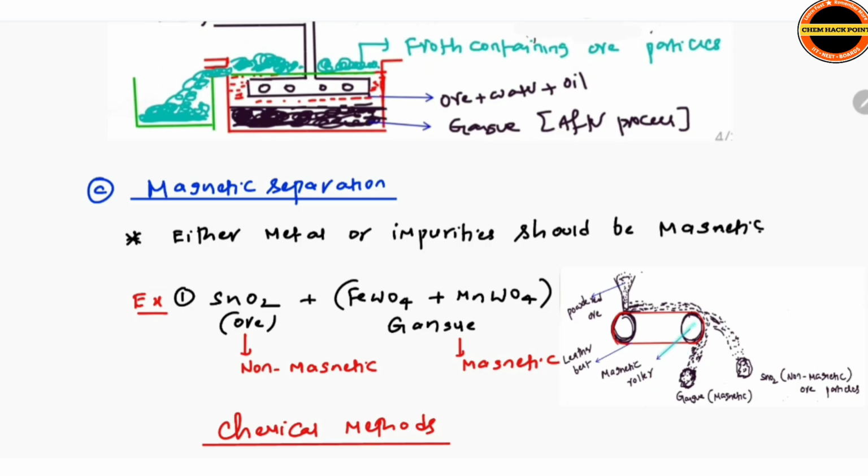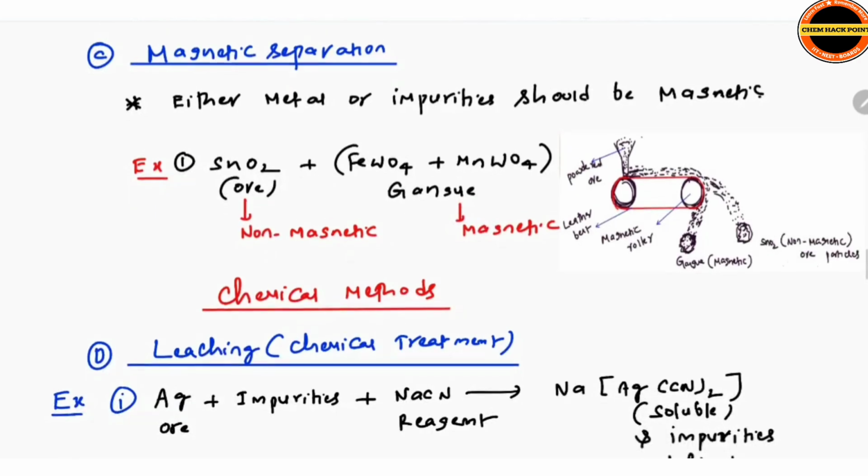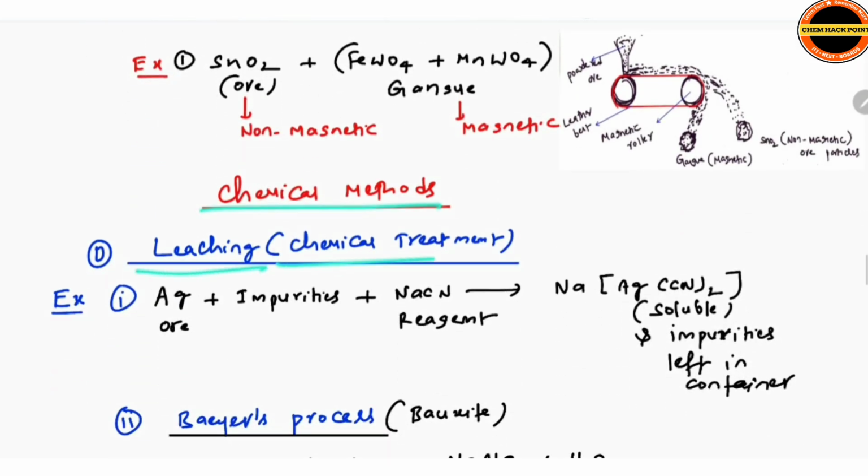When powdered ore is placed on this moving conveyor belt, the magnetic impurities pass near the magnetic roller. As they are magnetic in nature, the magnetic impurities are attracted towards the roller and form a heap near the magnetic wheel, whereas non-magnetic ore particles are thrown away and collected here, which is SnO2. So one should be magnetic so that whichever is magnetic is collected near the wheel, and non-magnetic is thrown away. That's all, a simple separation.